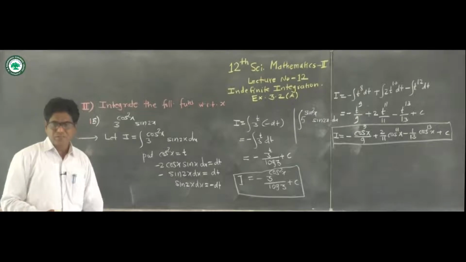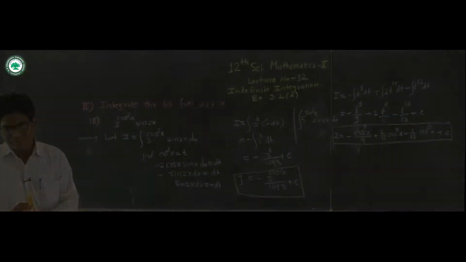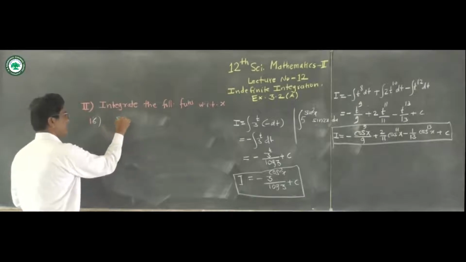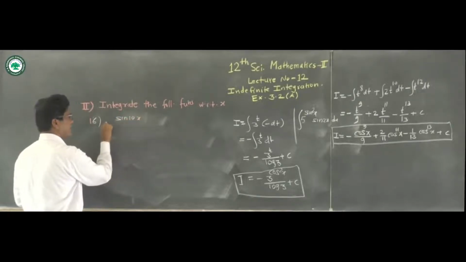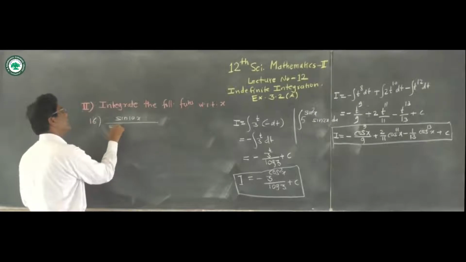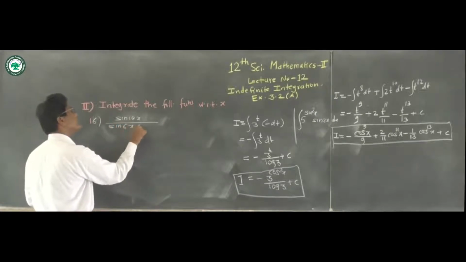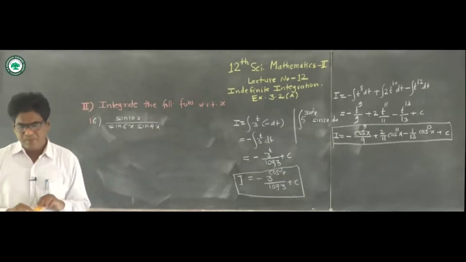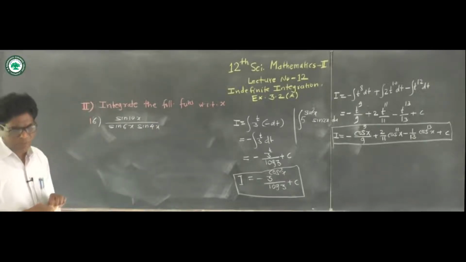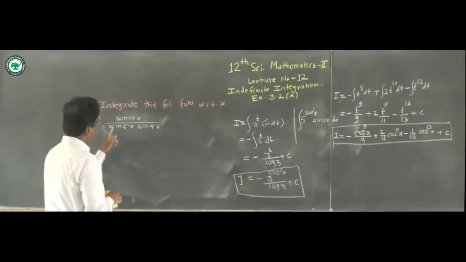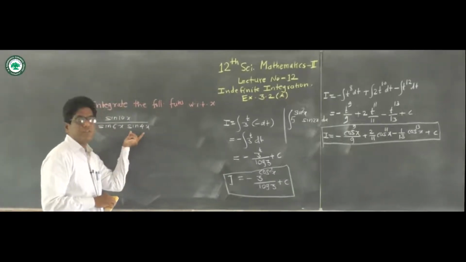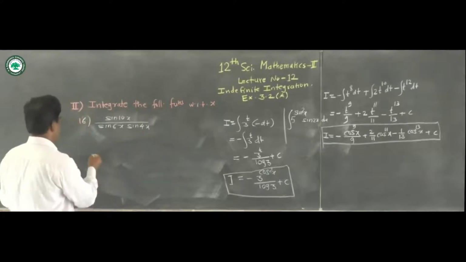Now we see question number 16: sin of 10x divided by sin of 6x into sin of 4x. This is the 16th problem. Integration of sin of 10x upon sin of 6x into sin of 4x. So call this I.